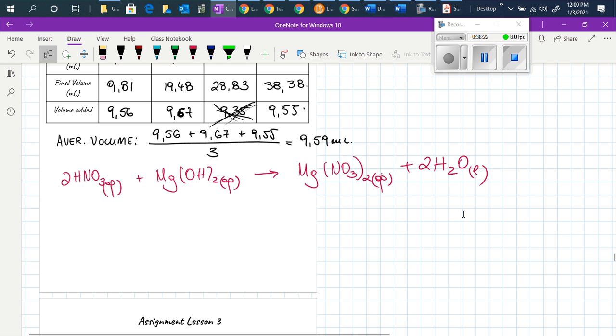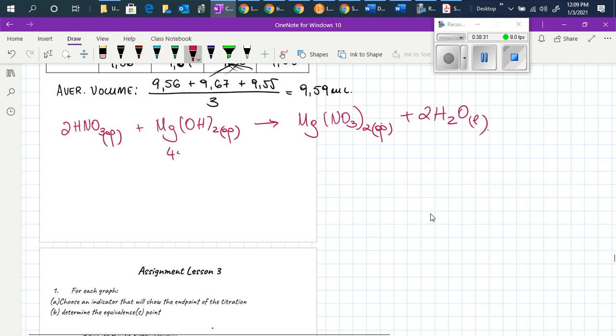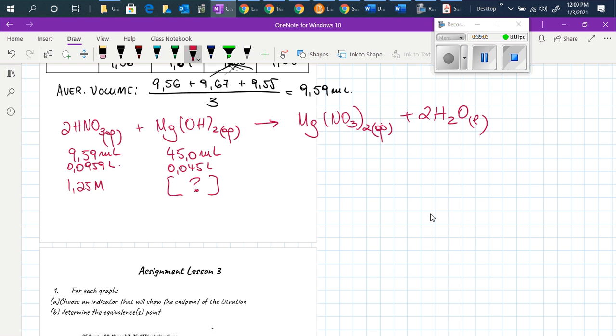Now what is given here? So based on the information that we have here, titration of 45. So the volume of magnesium hydroxide is 45 milliliters or 0.045 liters. And the concentration is unknown. And what we have here from the given is that molarity is 1.25, and the volume from the table is 9.59 milliliters or 0.0959 liters. And now what we do is start.